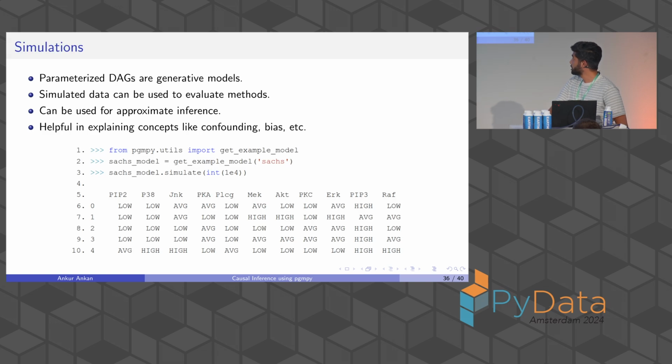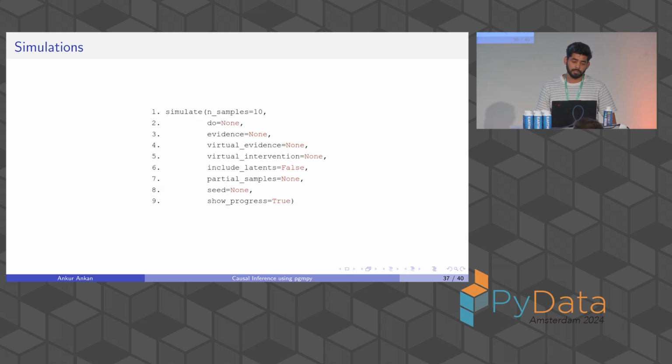Some other features of pgmpy that I wanted to highlight were simulations. Because these parameterized DAGs are generative models, they allow us to simulate data from them. And that can be helpful in a bunch of things, for example, just understanding these different causal concepts like confounding and bias.